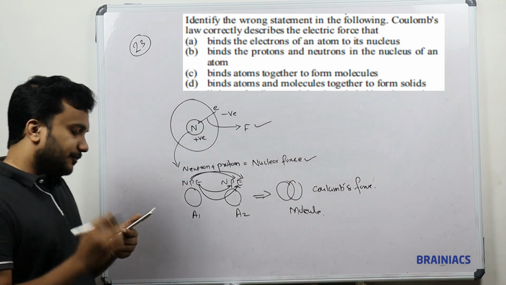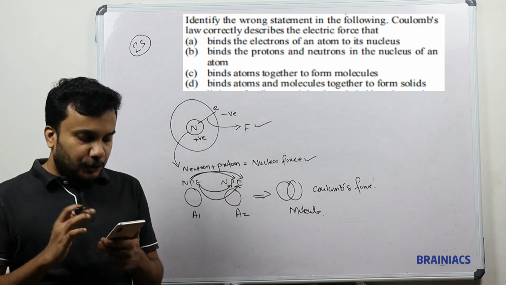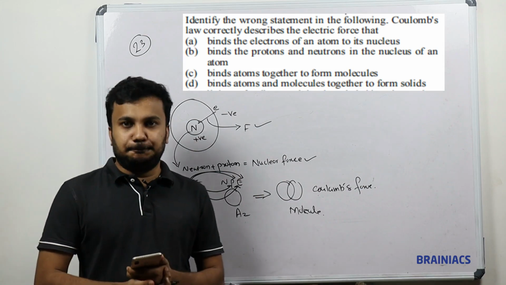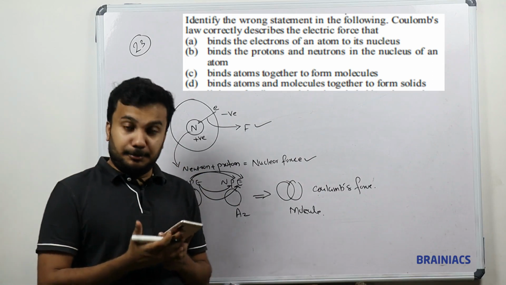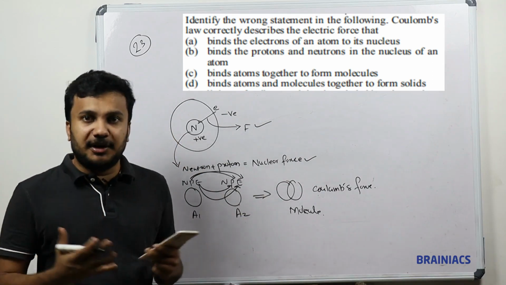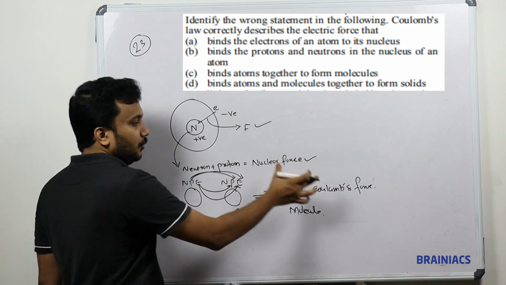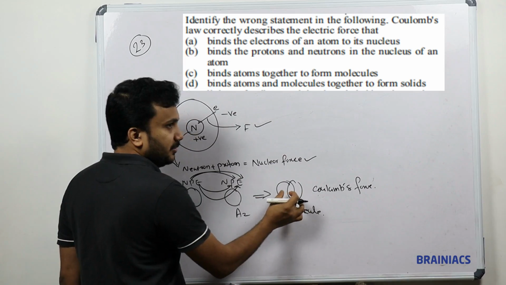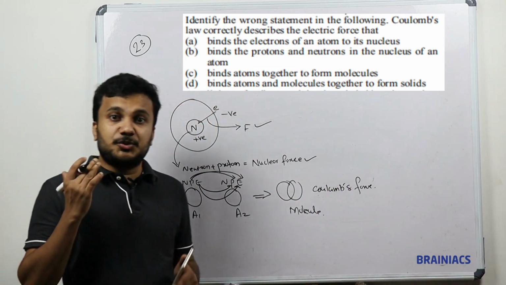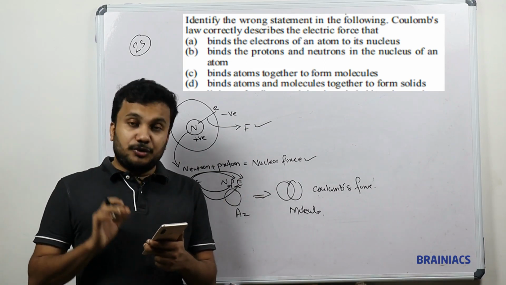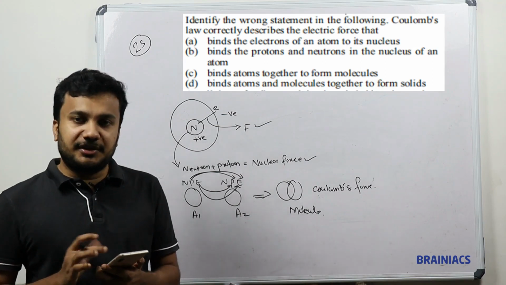Okay, we'll look into the fourth option. Binds atoms and molecules together to form a solid. Atoms will bind and form molecules. Multiple molecules will bind together and form a solid. So if there is a Coulomb force between atoms, then there is a Coulomb force between the molecules, and then there is a Coulomb force within the solid also. That is also a correct statement. So for 23, the answer is B. That is the wrong statement out of the 4 options given to you.